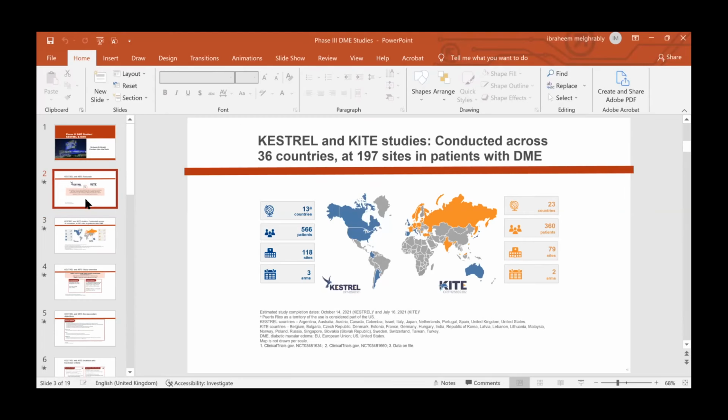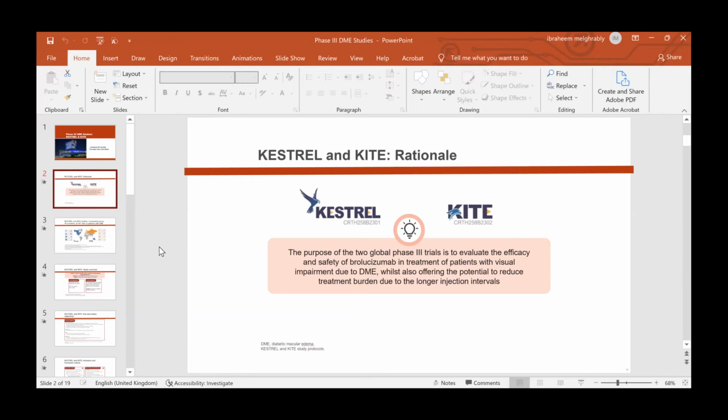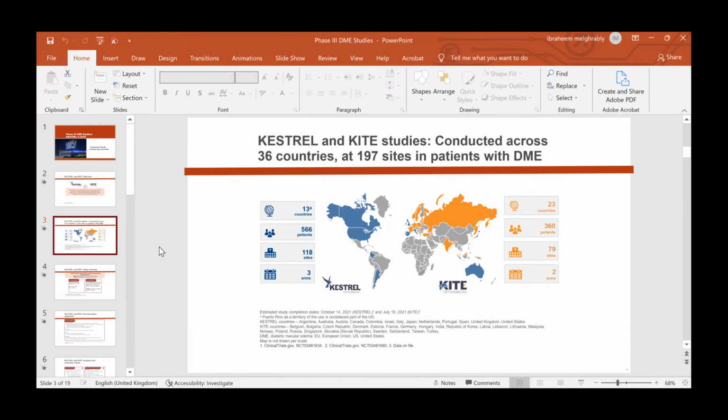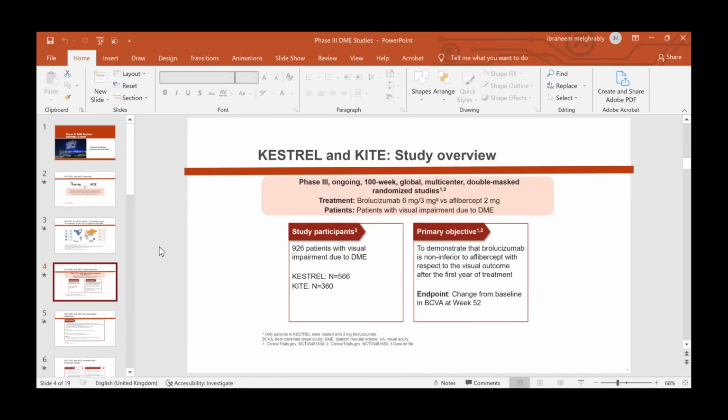As I said, these are two phase 3 trials to evaluate the efficacy and safety of brolucizumab in treatment of patients with visual impairment due to diabetic macular edema. They have been run over 36 countries. KESTREL was mainly in America and Australia, and KITE was the rest of the world, and has been conducted over nearly 197 sites in patients with diabetic macular edema.